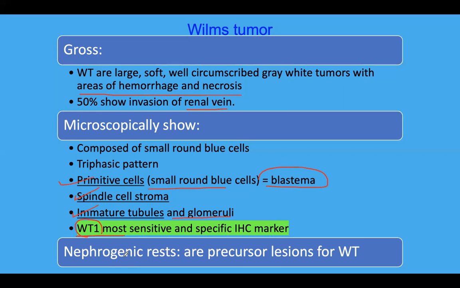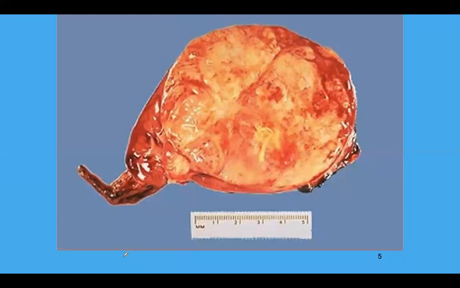Now nephrogenic rests may be seen. They are a kind of embryonal persistence, embryonal tissue that is persisting, and they are present adjacent to the Wilms tumor, either in a perilobar or intralobar location. Nephrogenic rests are believed to be precursor lesions of Wilms tumor. So here you can see a fairly circumscribed mass, and here you can see a bit of extension. A very soft cystic mass may be seen, and areas of hemorrhage are also very common to be delineated.